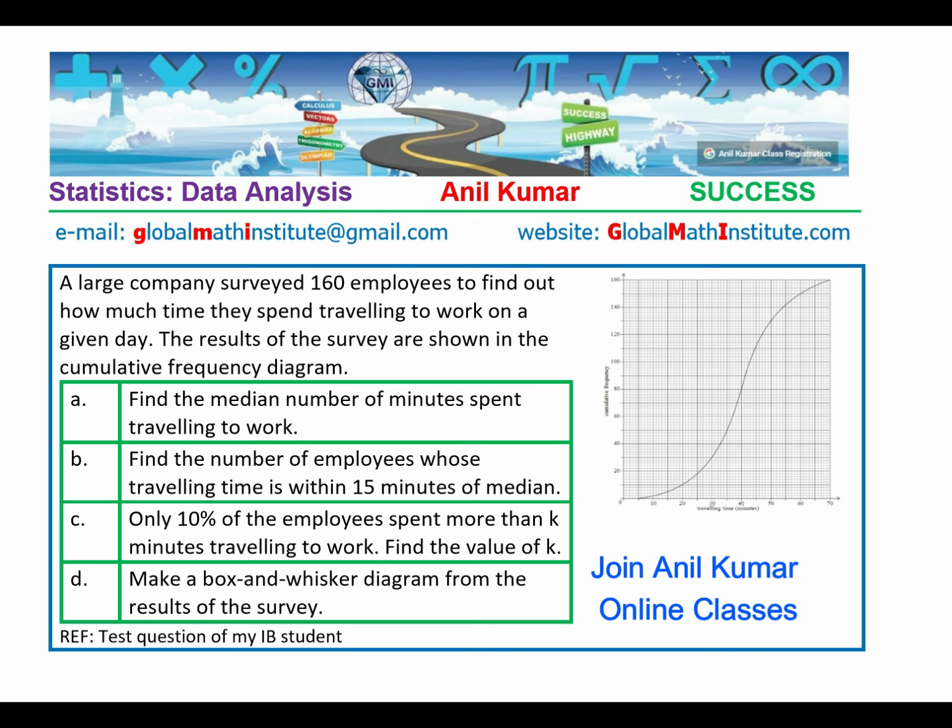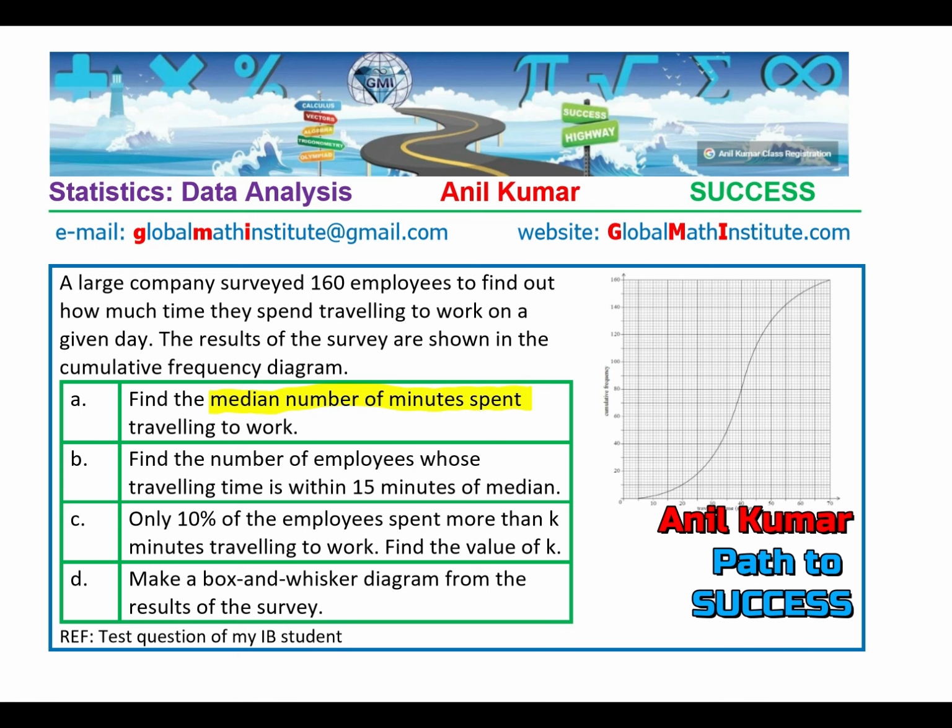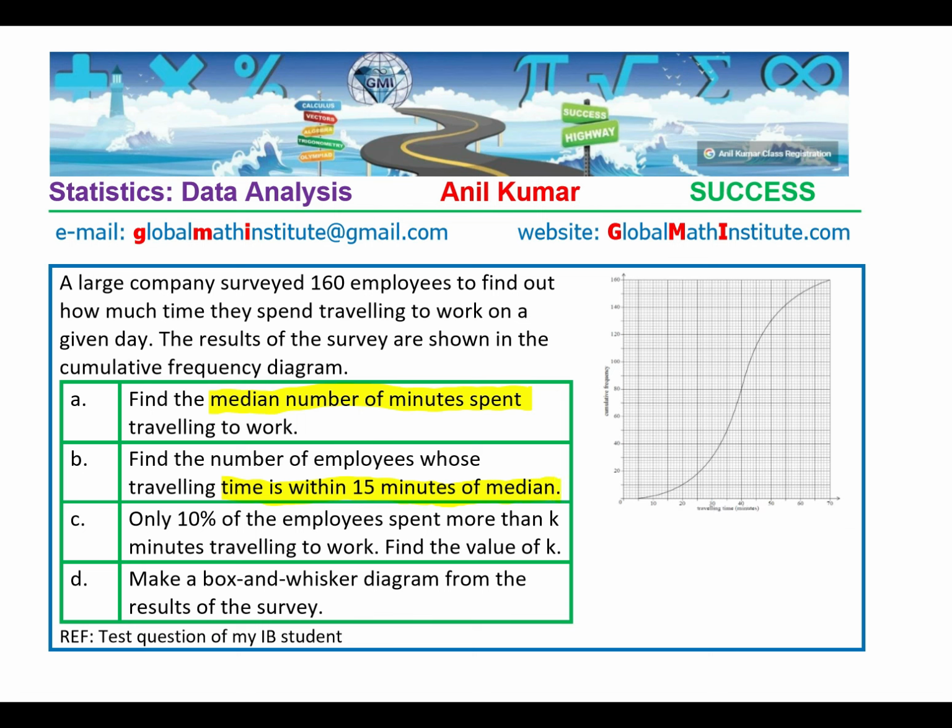First is find the median number of minutes spent traveling. B is find the number of employees whose traveling time is within 15 minutes of the median. C is only 10% employees spent more than k minutes traveling to work. Find the value of k. So, for the 10% employees. D. Make a box and whisker diagram from the results of the survey.